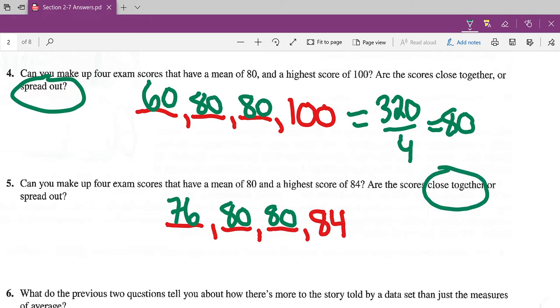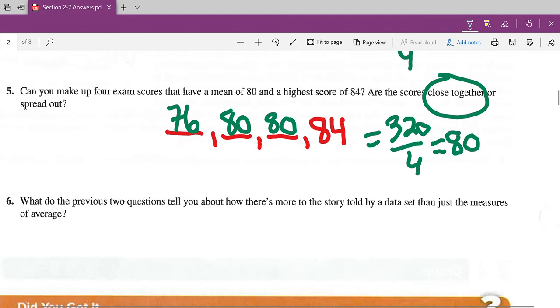So here we have two students. Again, if we added these, we'd have 320. So the same total divided by 4, giving me the same average. So we have two different students getting the same grade in the class, but one of them is a whole lot more consistent with their scores than the other.